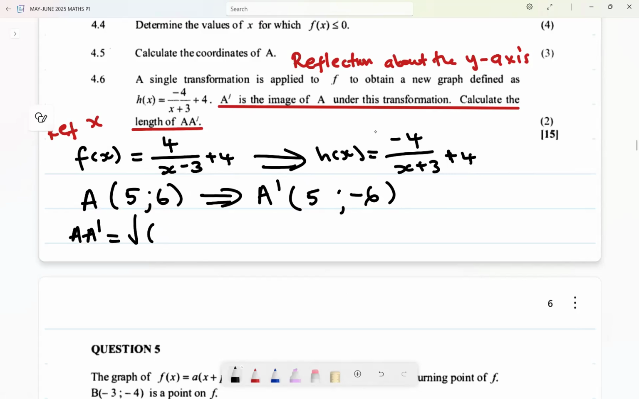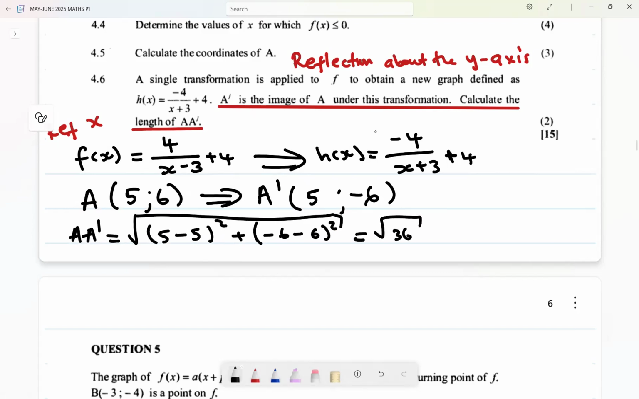So it's going to be x2 minus x1 squared plus y2 minus y1 squared. So I'm going to say 5 minus 5 squared plus negative 6 minus 6 squared under the square root. This will give me square root of 36, which is equal to 6 units. No, guys, I'm lying. You'll get square root of 144.